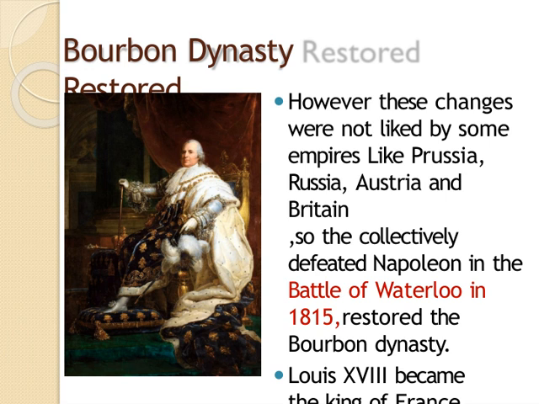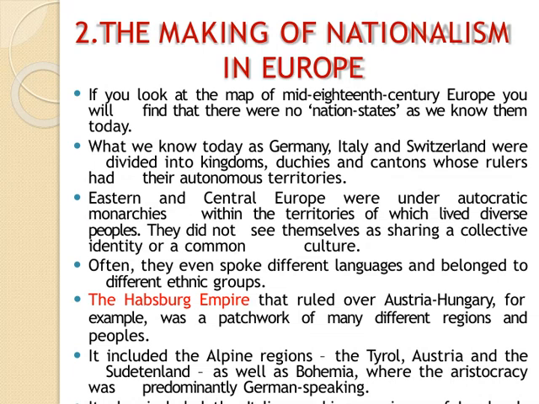It also connects to our broader theme of how European nations responded to revolutionary change and sought to restore traditional monarchies. If you look at the map of mid-18th century Europe, you'll notice that there were no nation-states as we understand them today. Instead, what we now know as Germany, Italy, and Switzerland were divided into a patchwork of kingdoms, duchies, and cantons, each governed by their own rulers and with their own autonomous territories.